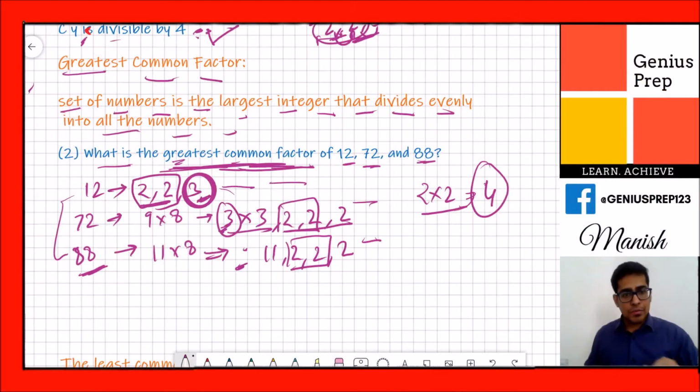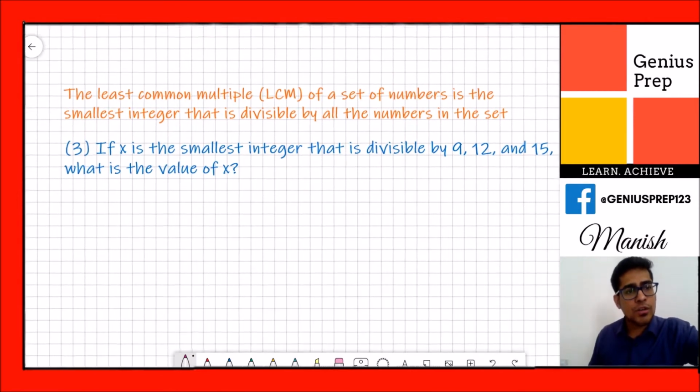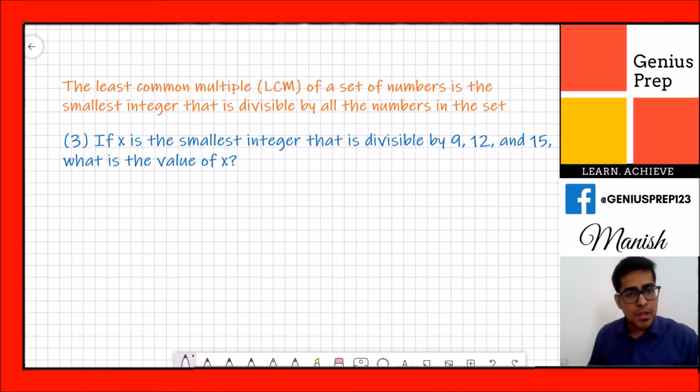You just need to factorize all the numbers, and then you have to find out what the common factor is among these numbers. So now let's start with the third question, or we can say the third concept. The third concept is what is LCM.